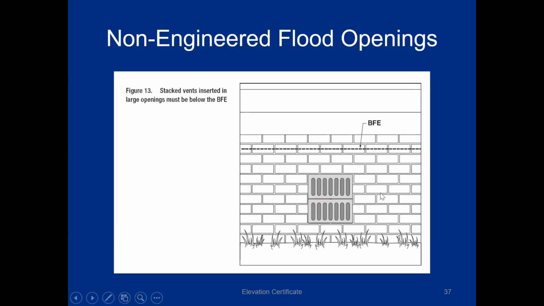If they're stacked, the whole opening has to be below the BFE for it to count. And I just want to note, when freeboard is required, like in Massachusetts, where we require in an A zone that the lowest floor is at least 1 foot above base flood elevation, you still use the base flood elevation for looking at your openings. The opening has to be below base flood elevation for it to count.